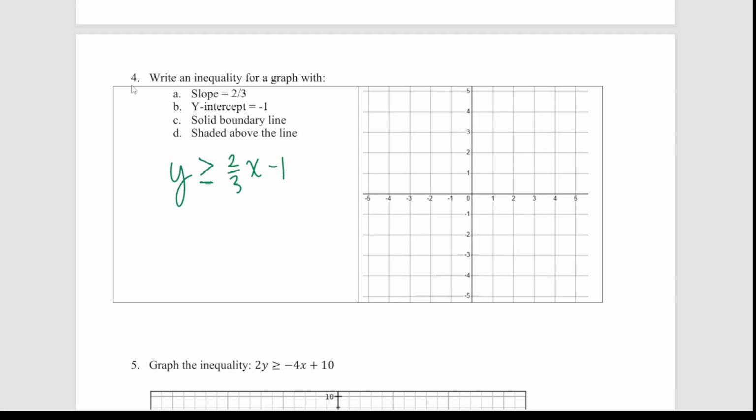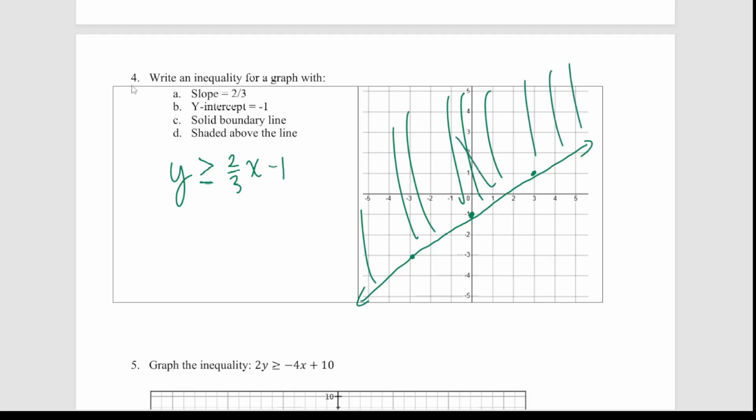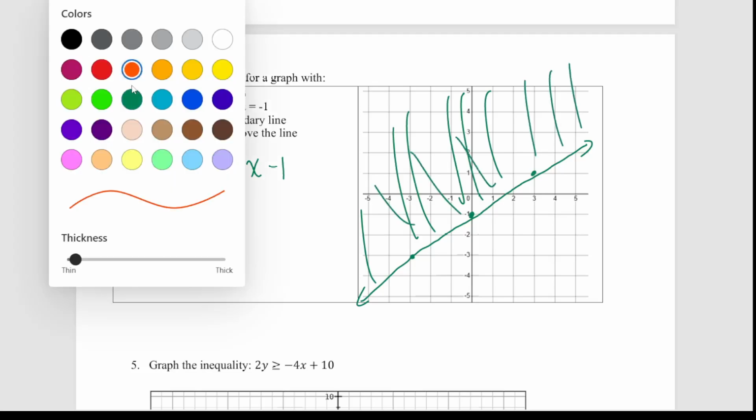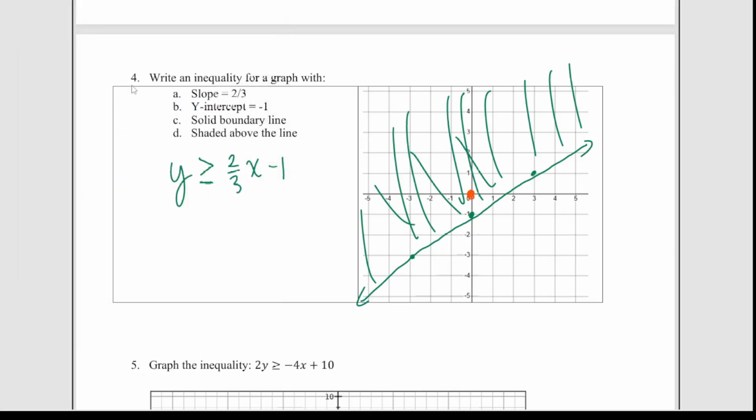And then we can actually graph that. So we're going to graph our y-intercept at -1, move up to right 3, or alternatively down to left 3. And then we're going to use a solid line because it's or equal to. And then we're going to shade above the line. Then we really want to check our work still by plugging in a testing point. In this case, 0, 0 looks like a good candidate. So 0 is greater than or equal to 2/3 times 0 minus 1. 0 is greater than or equal to -1. That is a true statement.